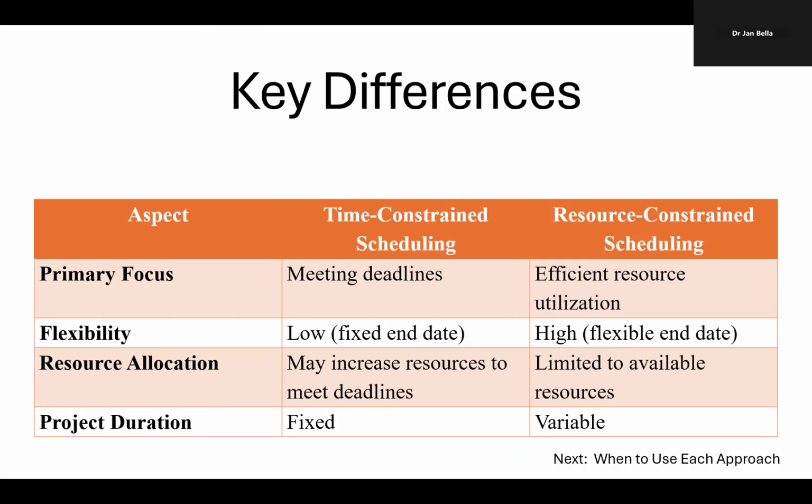Resource allocation. Time says you can increase resources to meet deadlines. Resource constrained, resources are already constrained, so we have limited availability to extra resources. Project duration, time constrained, is fixed. We have to meet the end date, whereas resource constrained, we have a little flexibility. It's variable in the schedule. We just need more resources.